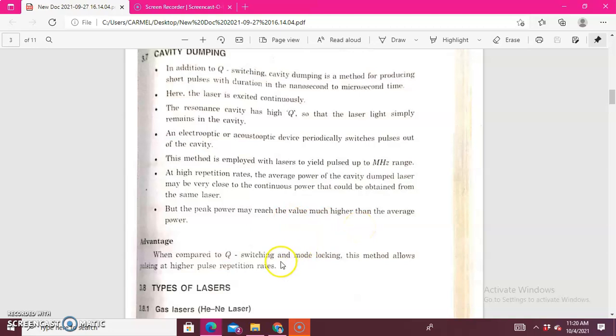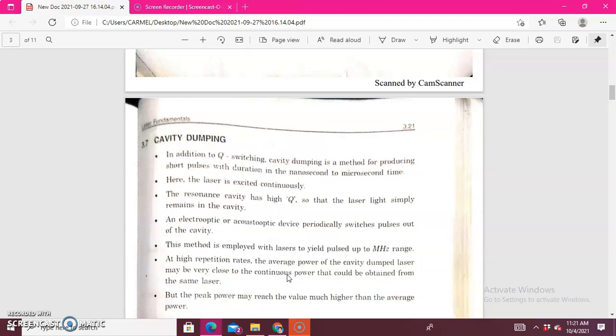Comparing with Q switching and mode locking, cavity dumping allows pulses at a higher pulse repetition rate. So there are three things we have seen so far: the Q switching technique, then mode locking, as well as cavity dumping. In relation to that, how we can solve the problem, you are going to see now.